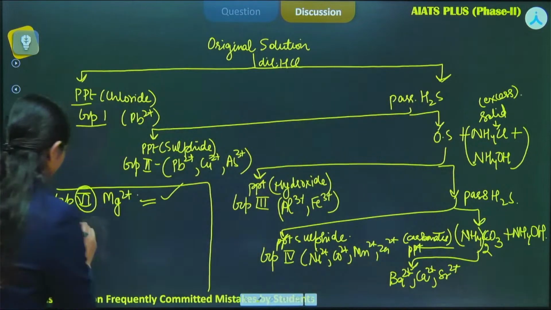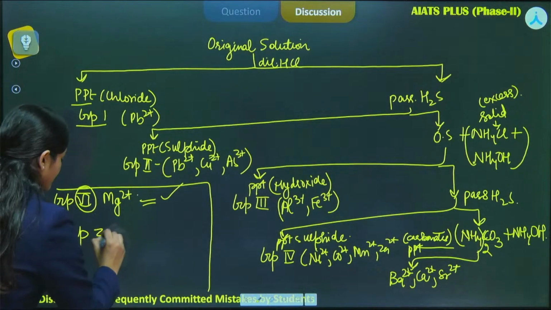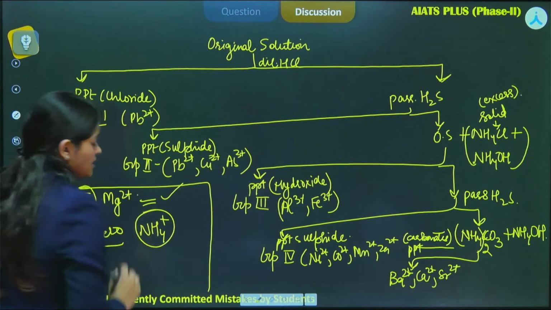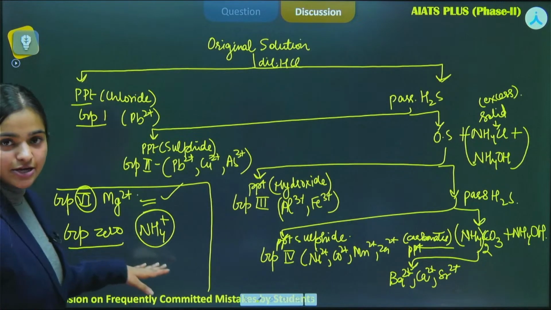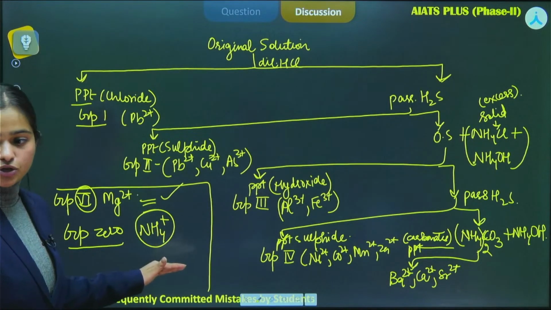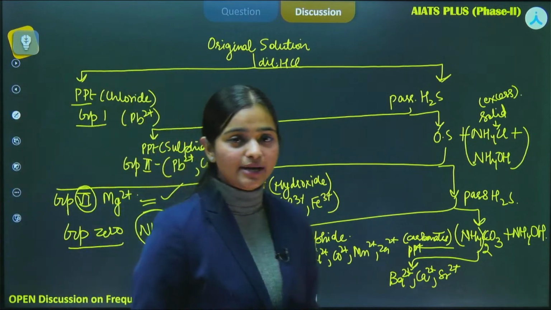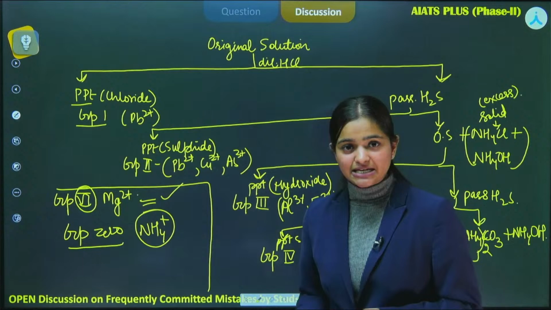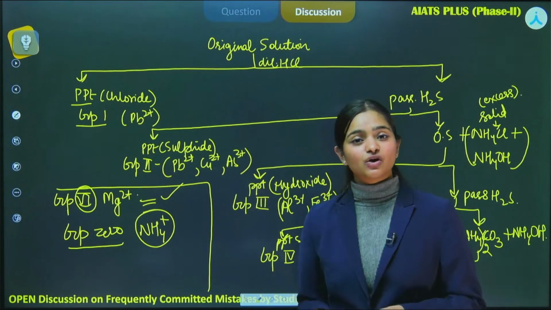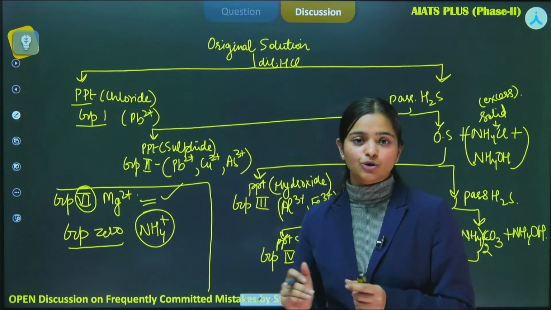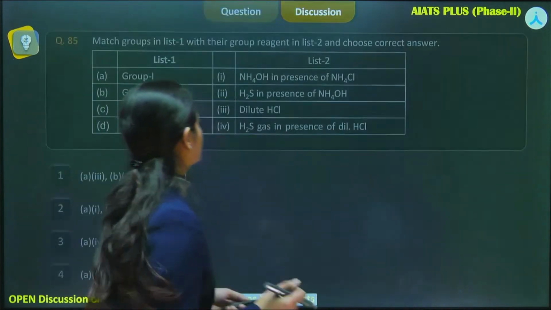Okay? So group 0 is basically ammonium ions. So if this is the original solution, if your solution contains ammonium ions, then you add ammonium hydroxide to it, and if an ammoniacal smell is coming out of that solution, then it confirms that there can be a possibility of ammonium ions. That is group 0. Okay, so now let's get back to the question.